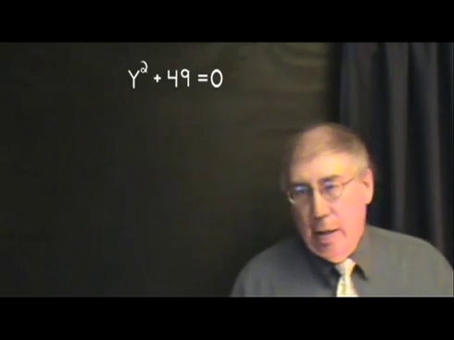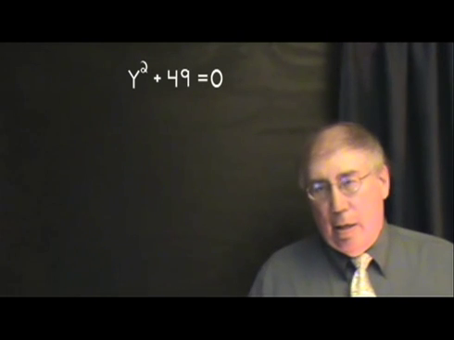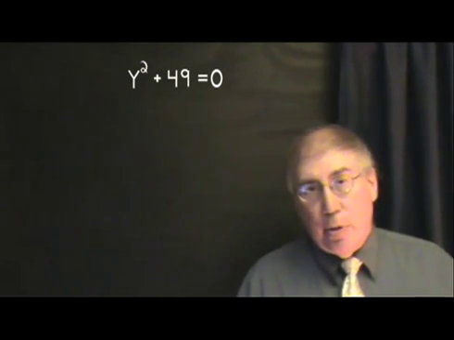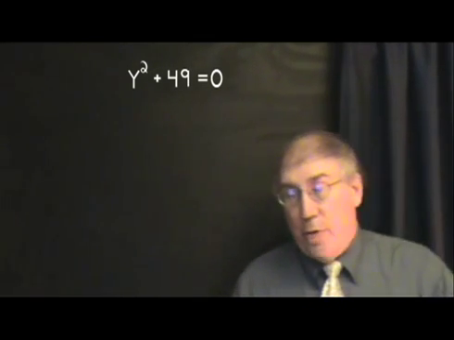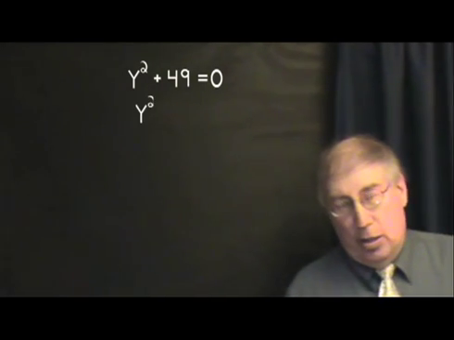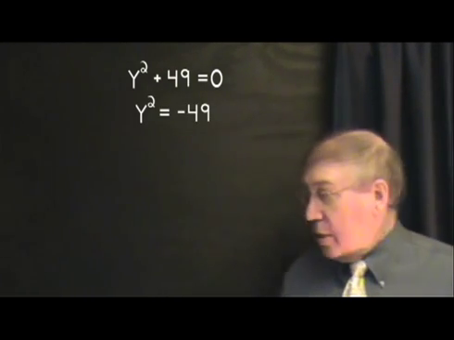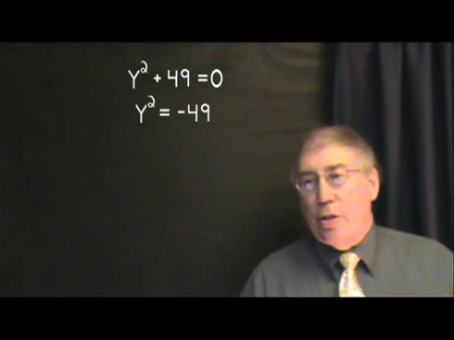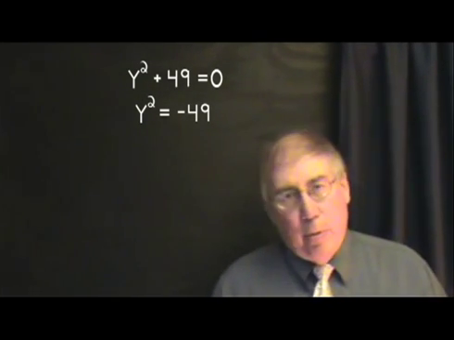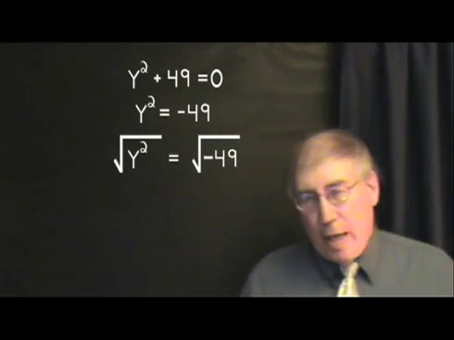This one here, we're going to have to watch out. We're going to subtract 49 from both sides. We're going to get a negative on the right hand side there. So let's see how we handle that. Let's take the square root of both sides. We'll get y on the left hand side.